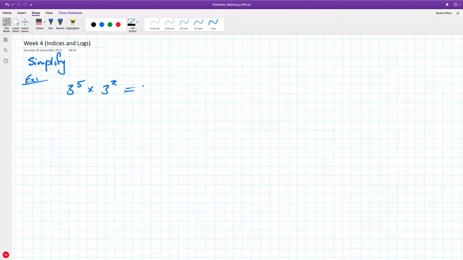3 to the power 5 multiplied by 3 to the power 2 without using the calculator. What do we get? 3 to the power of 7. Exactly. When you're multiplying them, you add your powers. Have a go at this one.